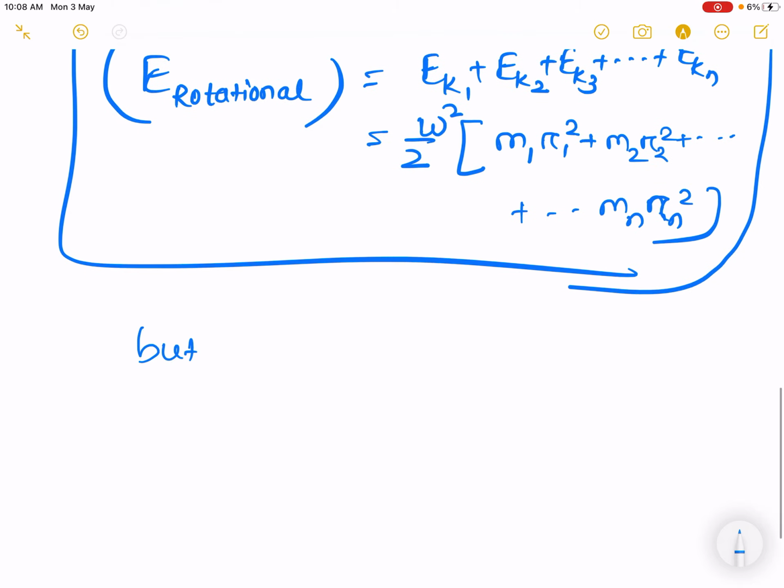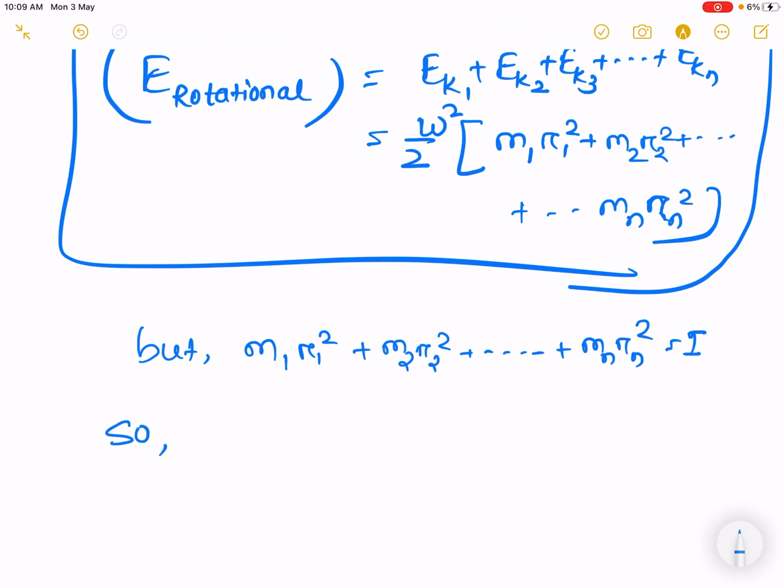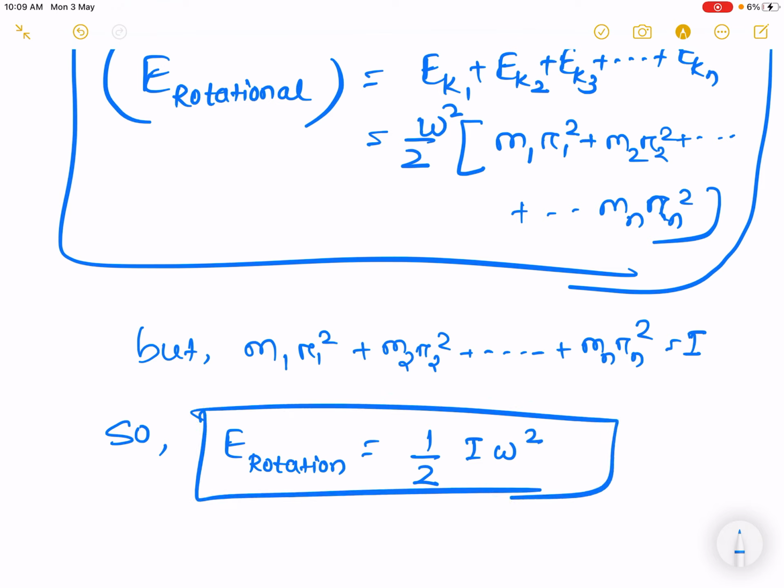But m1 r1 square plus m2 r2 square plus up to mn rn square equals what? Moment of inertia I. So E rotational equals half I omega square. This is the relation between rotational kinetic energy and moment of inertia.